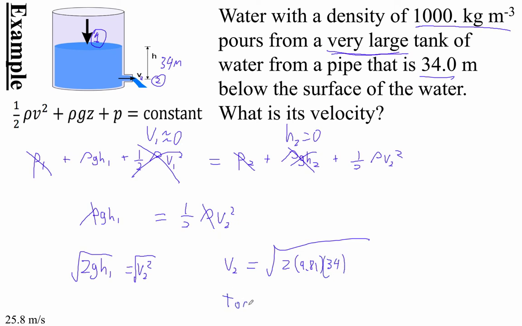Torricelli, how do you spell it? I don't even know. Is it just one L, two R's? Torricelli's theorem. I won't try to spell it. All right, let's calculate this: 2 times 9.81 times 34. What do we got? 25.8 meters per second.